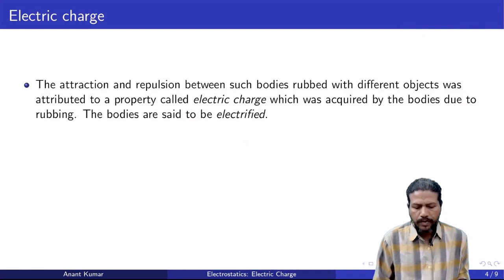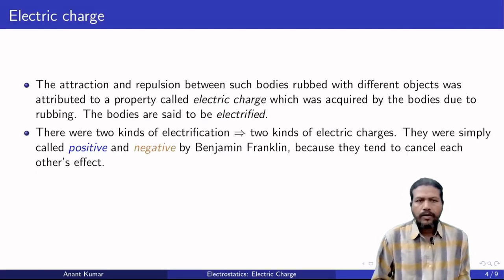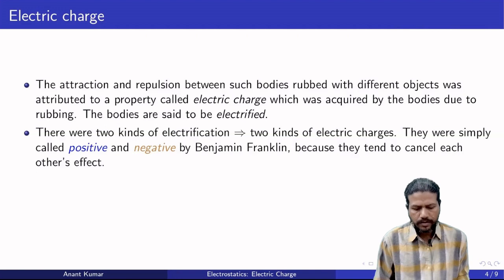However, this attraction and repulsion between bodies which have been rubbed by different objects was attributed to a property which we just call electric charge, and this charge is acquired by the bodies due to rubbing, and we say that these bodies have been electrified. Now it was found that there are two kinds of electrification, as we have just seen for the amber and the glass rod, and this implies that there are two kinds of charges.